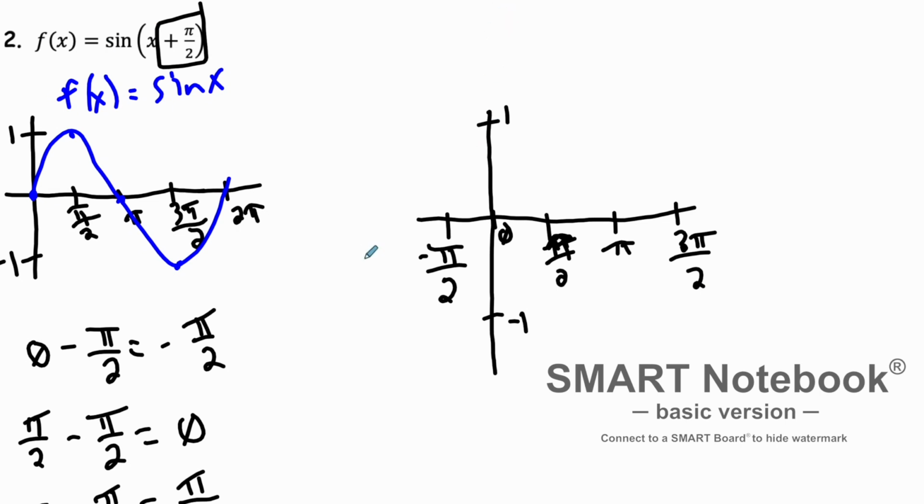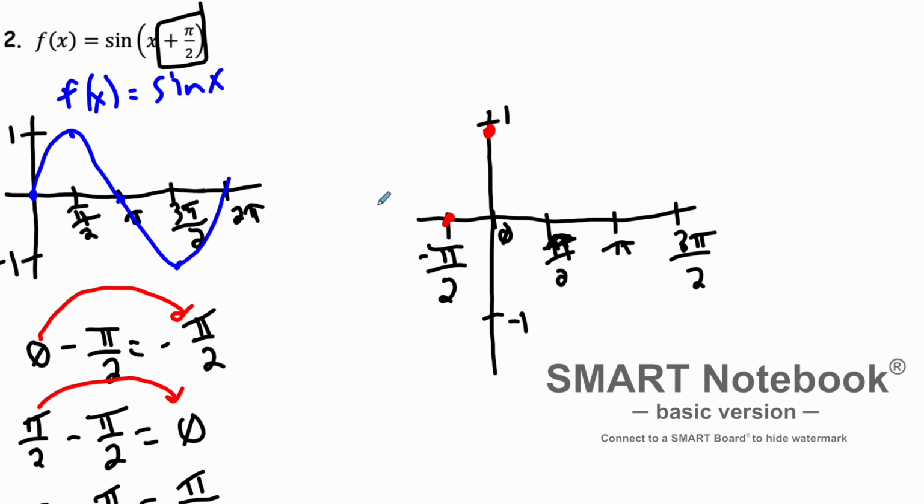Again, we're going to graph on our coordinate plane with our new values, tracking all of these x coordinates over to their new points. So 0 got shifted over to negative pi over 2, right? So that means my point at 0, 0 is now at negative pi over 2, 0. Next up, pi over 2 was moved to 0. So pi over 2, 1 gets moved to 0, 1.